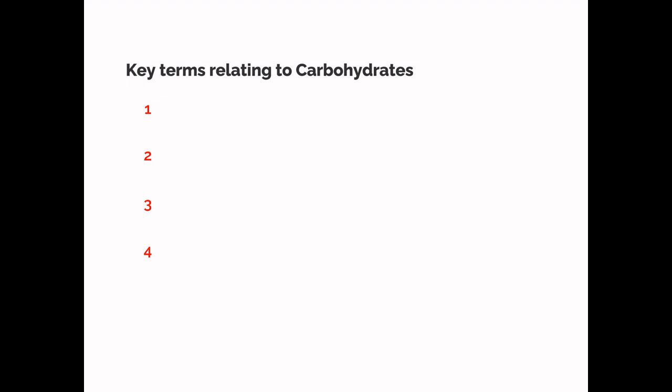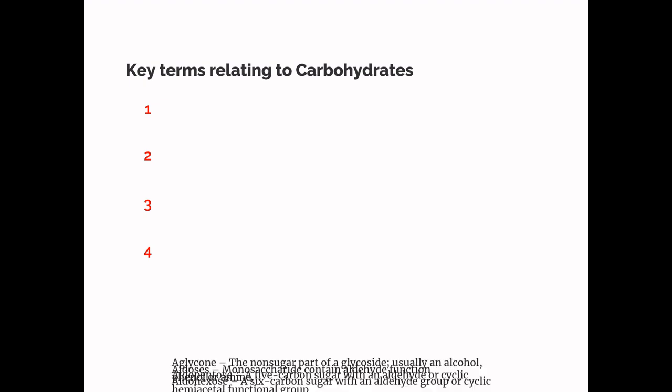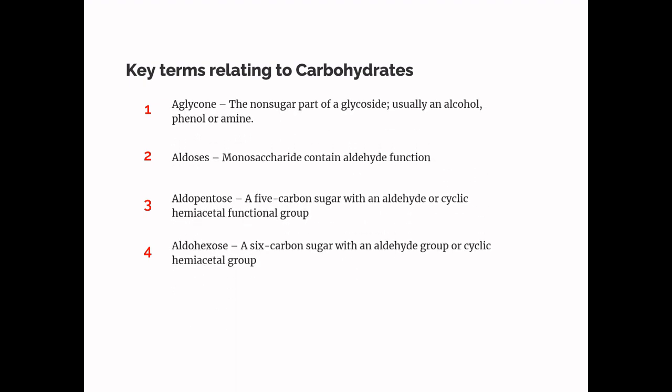There are a few key terms relating to carbohydrates. Now let us see them. First is aglycone. This is the non-sugar part of a glycoside, usually an alcohol, phenol, or amine. Aldoses refers to monosaccharides that contain an aldehyde function. And aldopentose refers to a 5-carbon sugar with an aldehyde or cyclic hemiacetal functional group. Aldohexose is a 6-carbon sugar with an aldehyde group or cyclic hemiacetal group.